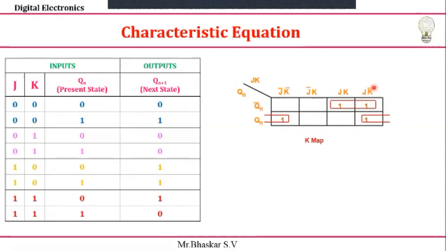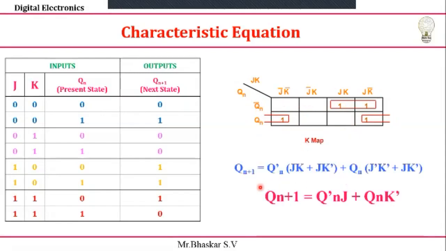K bar and K bar, because J is varying. And what is the value you have? Qn K bar plus J Qn bar. This is the value. Qn plus 1 is nothing but Qn dash J plus Qn K dash. This is the characteristic equation of your JK flip-flop.